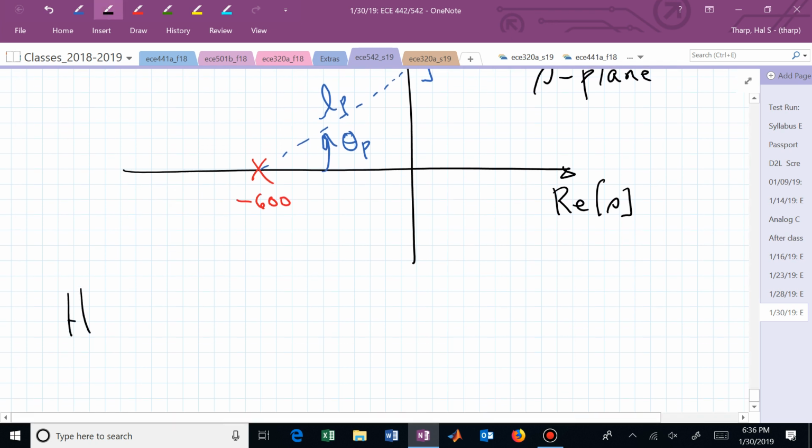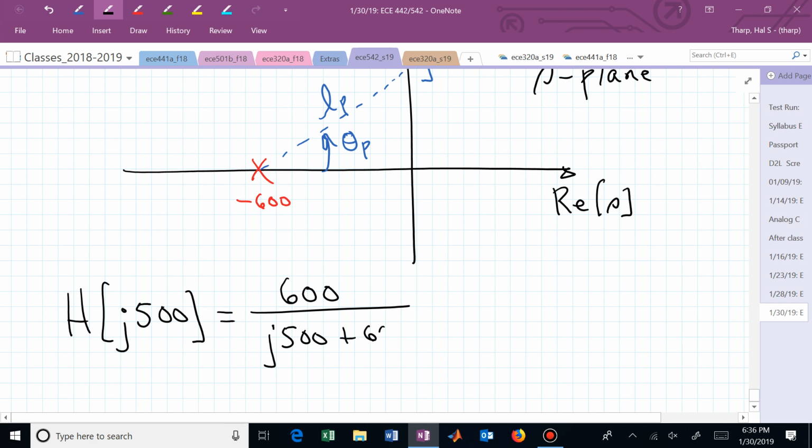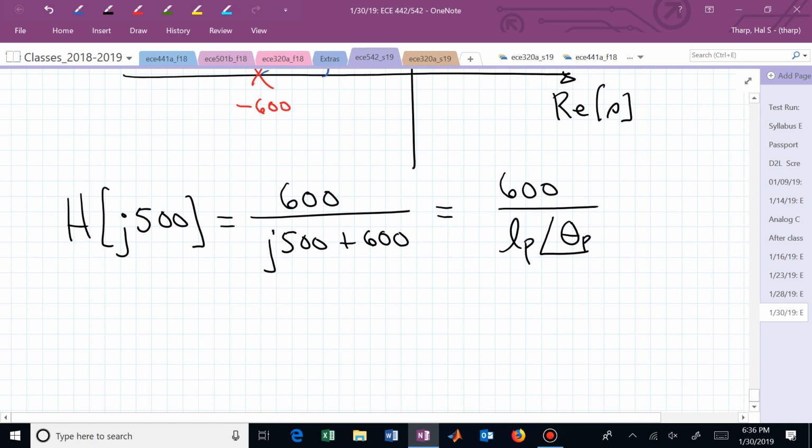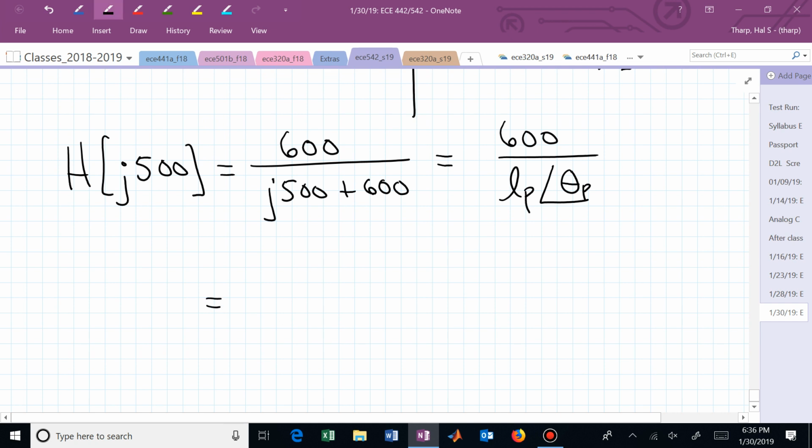Or we could say, oh, we can just evaluate that. I can evaluate or replace s with j500, and I can obtain a complex number. That's 600 over j500 plus 600. That's the pole zero form, and this is now 600. And now I can insert my L sub p, an angle theta sub p. That's from the denominator factor, or this complex number, 600 plus j500 in the denominator. L sub p is the hypotenuse of that right triangle. The numerator we don't really have to worry about. This is now the magnitude of 600 plus j500.